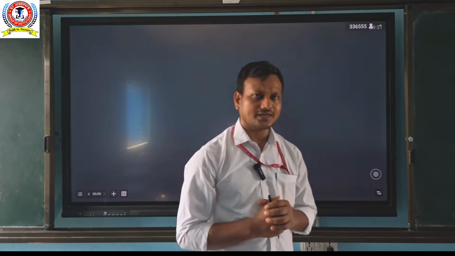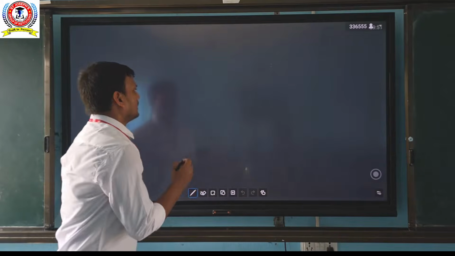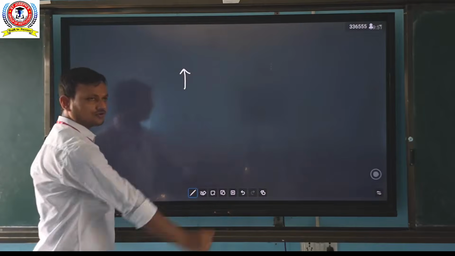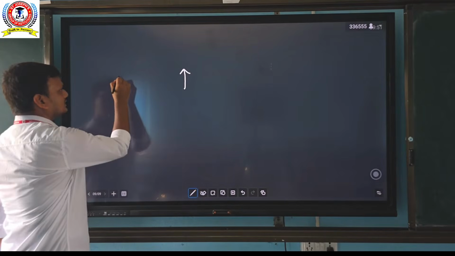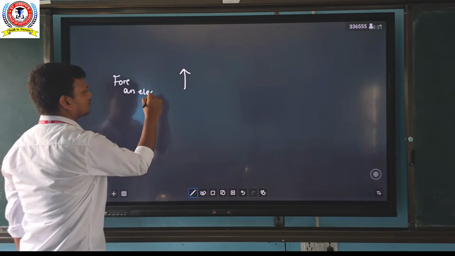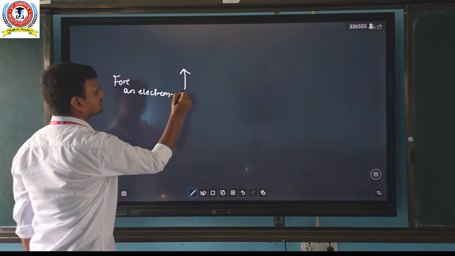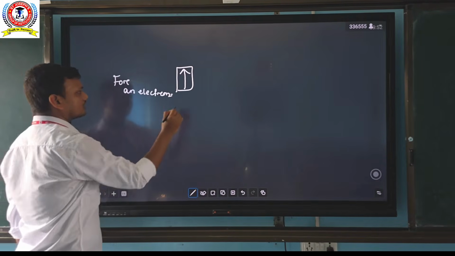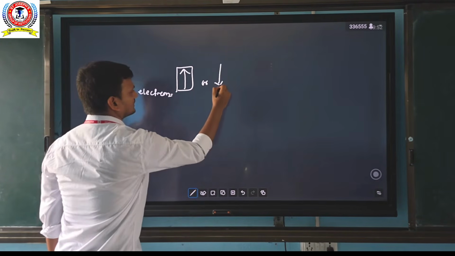Also, we know that we use this symbol for electrons. If one electron is present, then we use this sign.